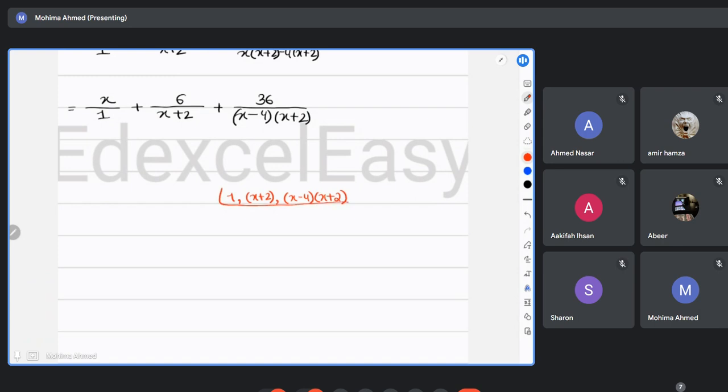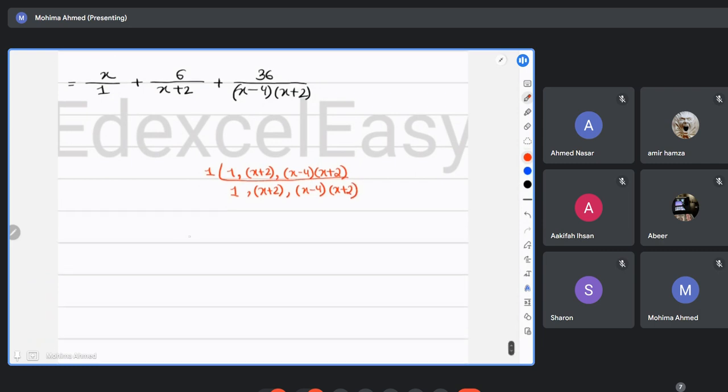I cannot take x plus 2 as a common factor this time, because 1 does not have x plus 2 as a common factor, right? So I actually have to take 1 as a common factor, so everything will just get brought down. x plus 2 and then x minus 4, x plus 2.